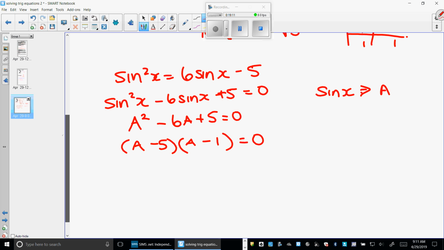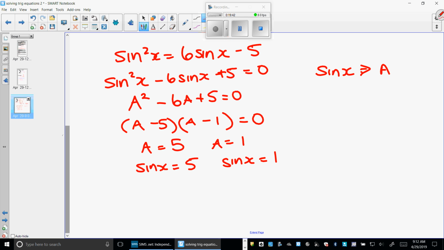Now these kinds of questions bring in a lot of recollection from other topics too, so they're quite common because they do challenge you. So obviously here this means that a is either 5 or a is 1. If we know that a represents sine x, we would say sine x equals 5 or sine x equals 1.